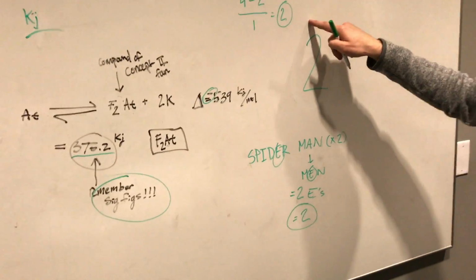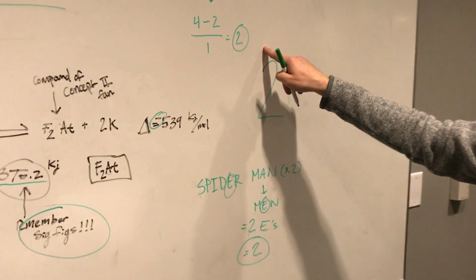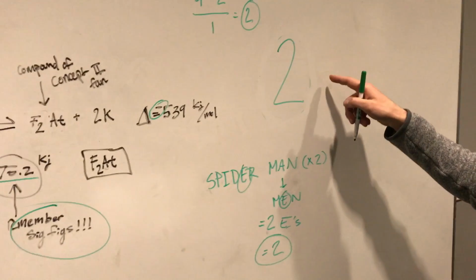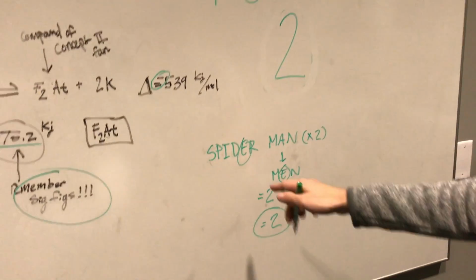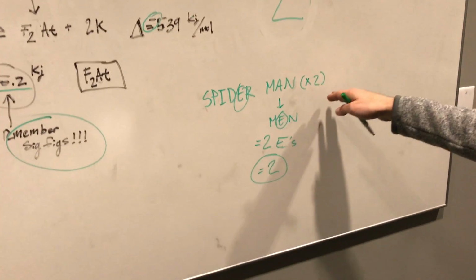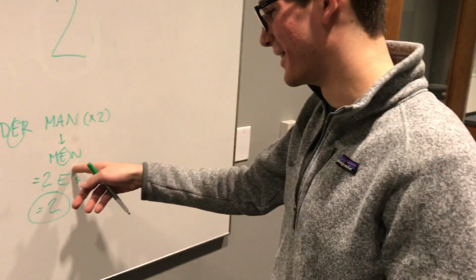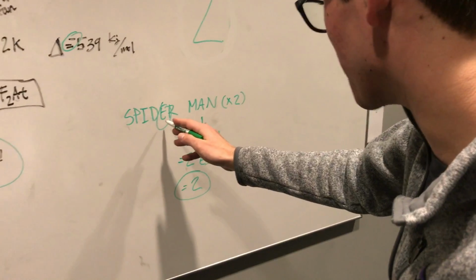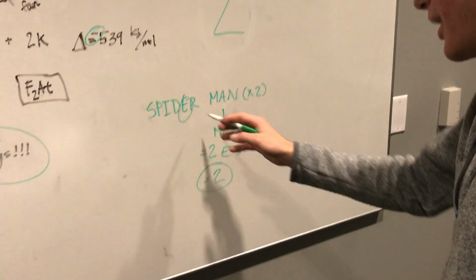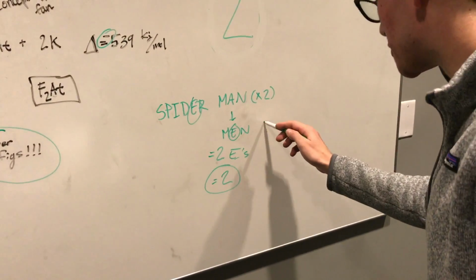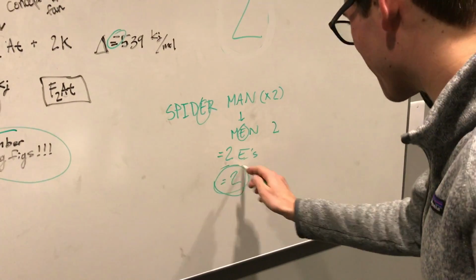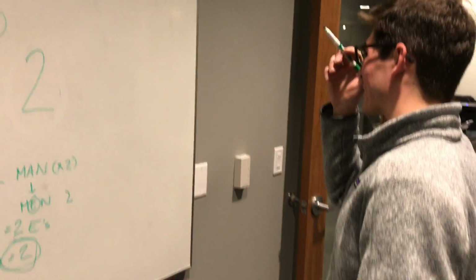Now 2 is a special number. It's like e, it's like pi. We see it a lot in nature, and here's an example. If we have Spider-Man, if we multiply that by 2, we know the plural. We have Spider-Men. This is important if you notice. So times 2, and then we get 2 e's, 2. We can see it's a naturally occurring number.